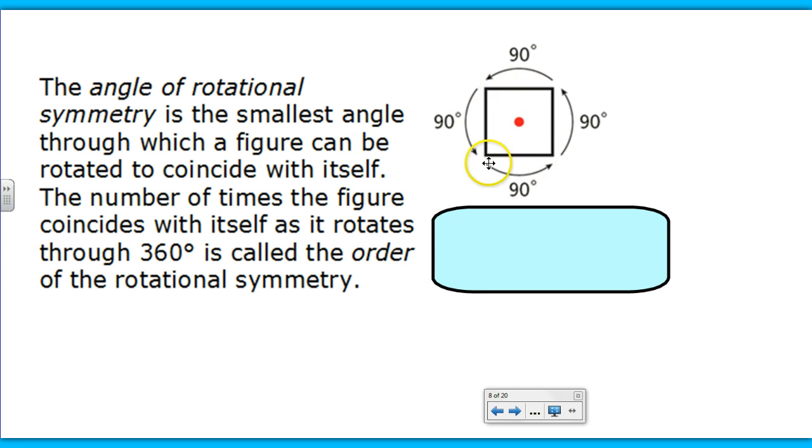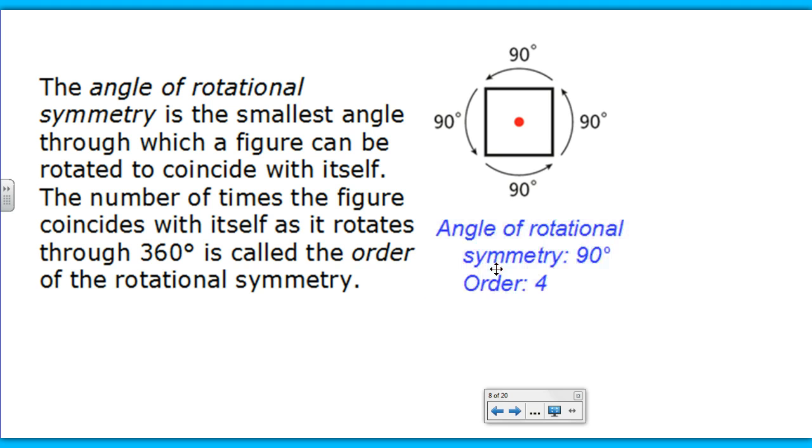Notice with this square figure, we can rotate it 90 degrees, and we would end up having a square coinciding with itself, right? We could do that again, again, and again, and we would be back to the original orientation. So the order of the rotational symmetry is 4. We can rotate it 1, 2, 3, 4 times and end up back in the original position. The angle of the rotation in this symmetry is 90 degrees.